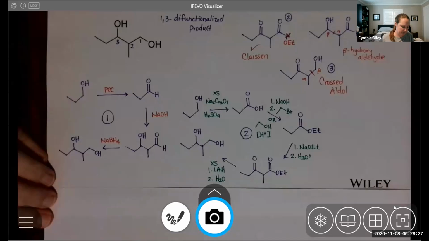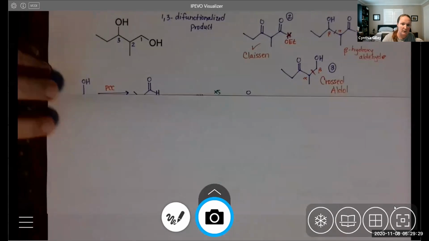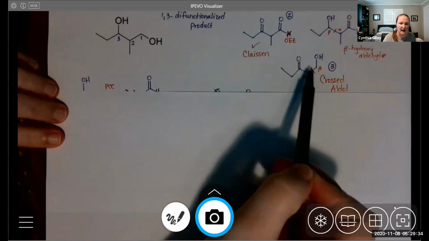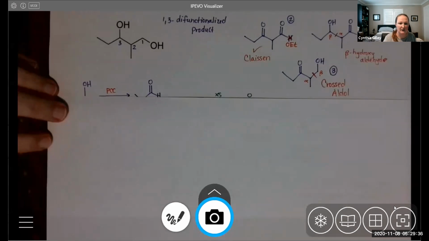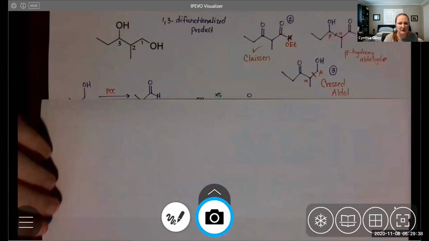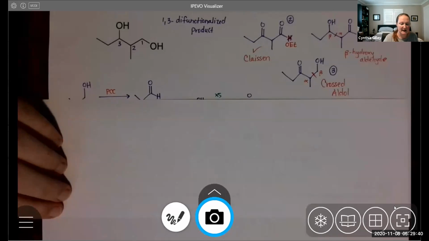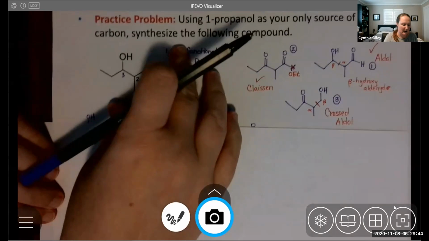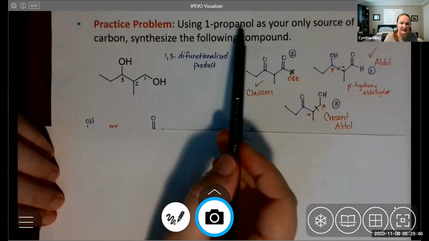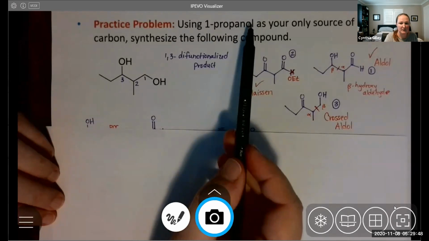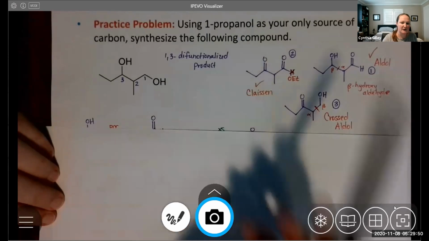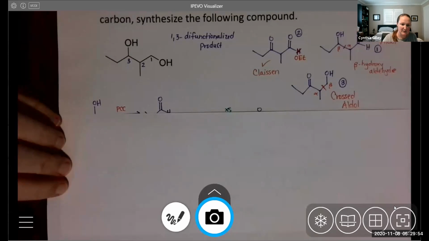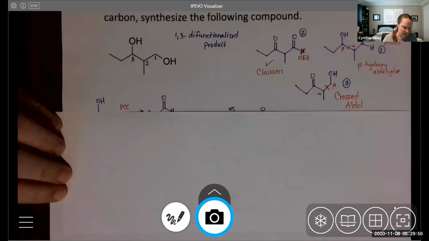Might work. And so for this one, we're going to be trying to do a crossed aldol. Actually, I think I am just going to skip this one, because I realized that while it's certainly possible to make this from 1-propanol, it's going to be a good amount of work. Well, okay, I'll just go ahead and do it. It's good to look at extra practice problems. Probably going to be more steps, but that's okay.